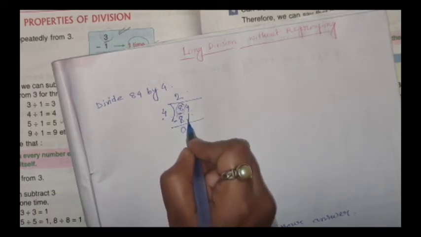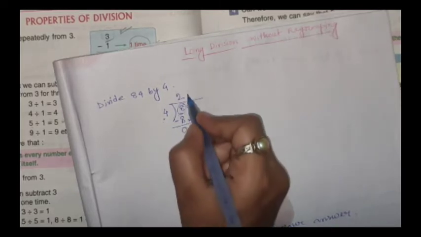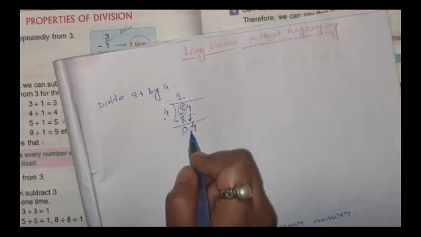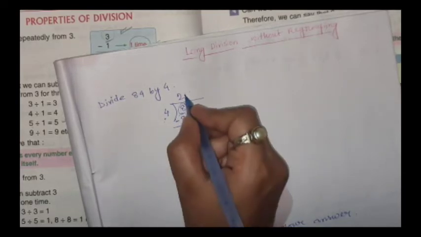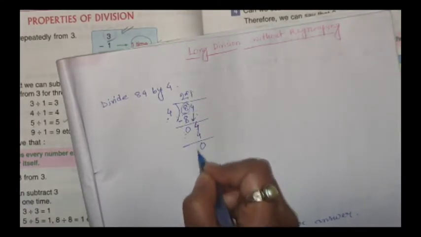Now you need to put down this 4. Okay, so 4 ones are this, the value of this 0 is nothing. If there is a 0 on the left side, it has no value. So 4 ones are 4. Okay, so 4 minus 4 is 0.